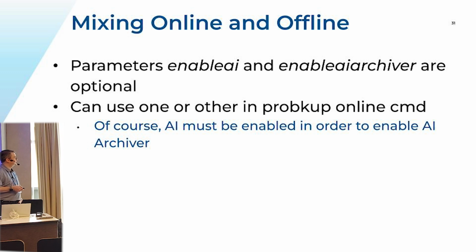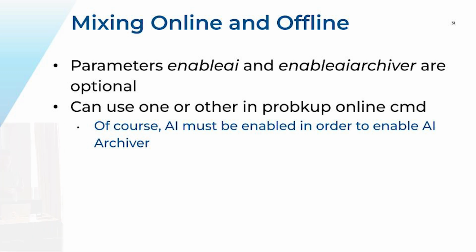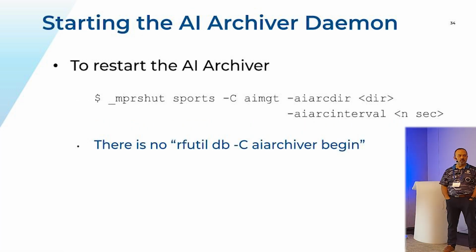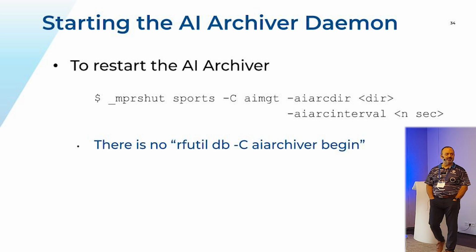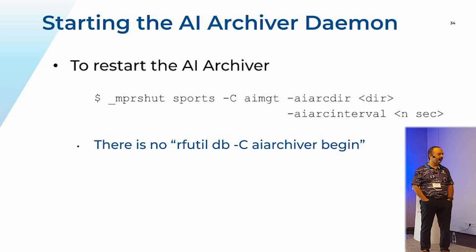If you want to stop the daemon, then it's AI Archiver disable. So that's going to permanently stop it. If you want to temporarily stop it, then you can use AI Archiver end. And there's no AI Archiver begin or Pro AIMD for some reason. I don't know why they never added this functionality.